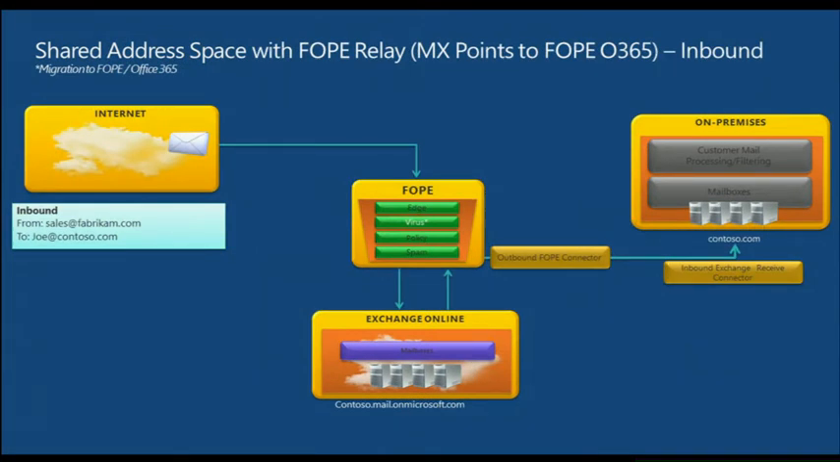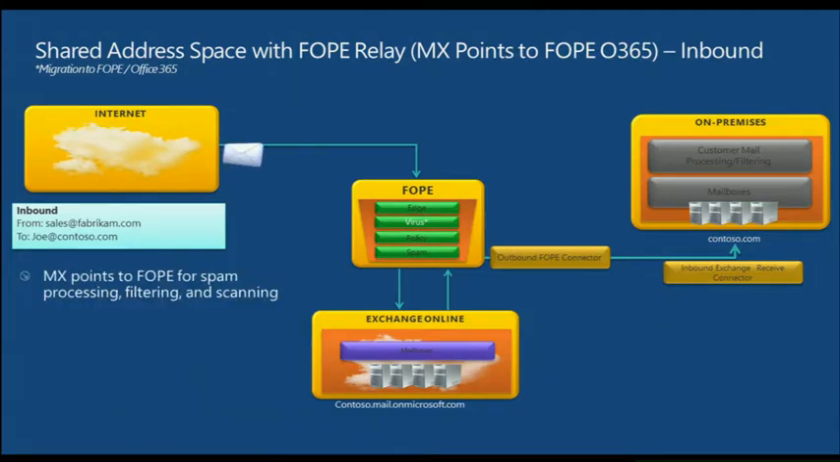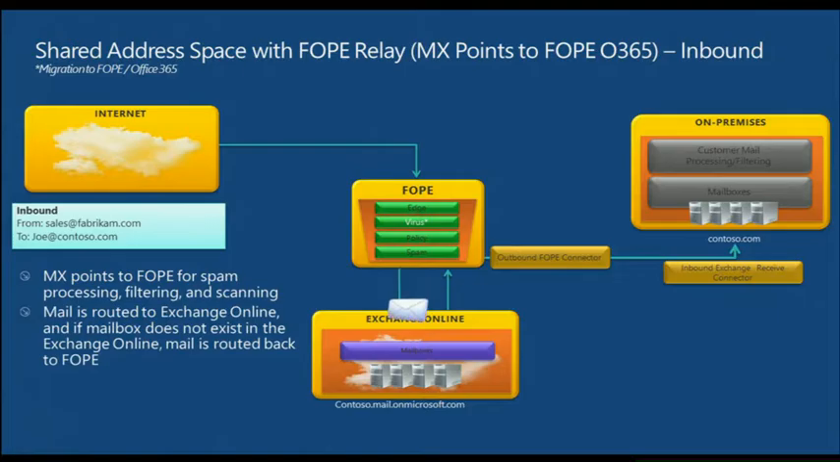Okay, so the last scenario. The last scenario is what happens if you've changed your MX record. So now your MX record is pointing to FOPI, and this would be the scenario whereby perhaps your existing filtering service has expired. So now we're pointing to FOPI. The mail comes in, and again, this is from the internet. It's from sales@fabricam.com to joe@contoso.com. The mail goes and hits FOPI. Again, that virus filtering piece is missed, but we do that in the service. And the mail hits the Office 365 servers.